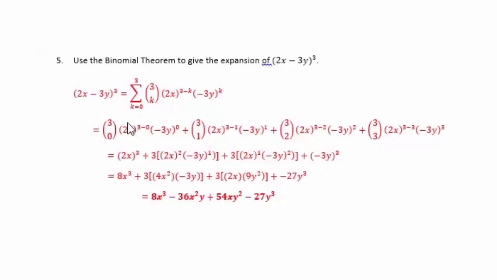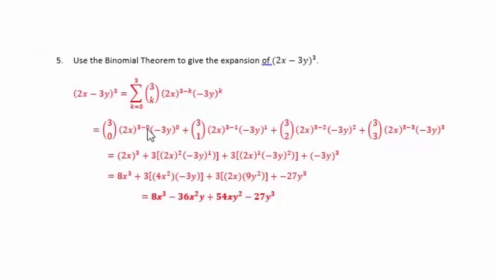3 choose 0 is going to be 1. And 3 choose 1 is going to be 3, and then 3 choose 2 is going to be 3, and 3 choose 3 is going to be 1. Notice that it goes 1, 3, 3, 1, and mirrors across those values. And then it's a matter of just simplifying this.